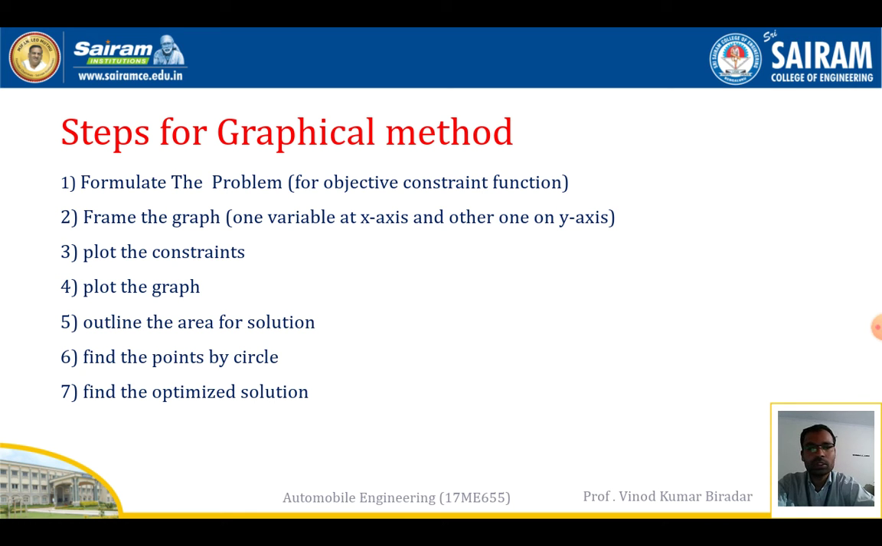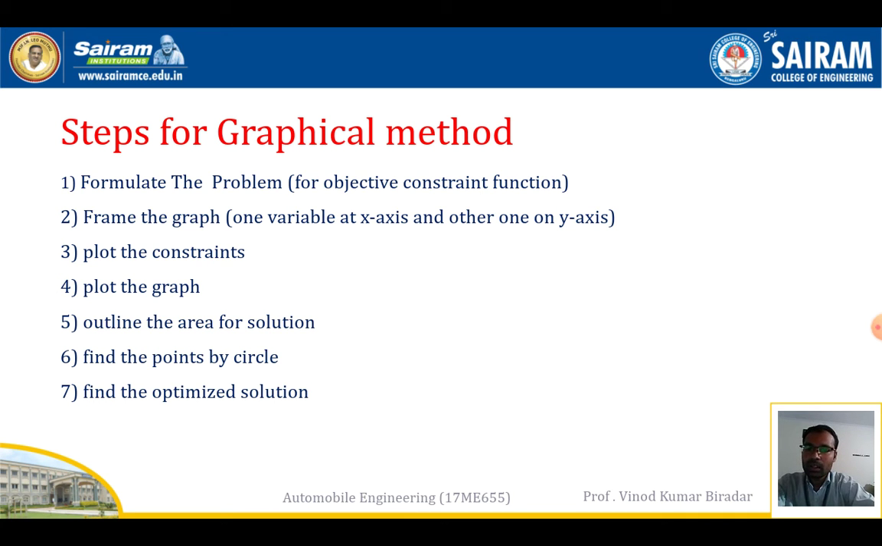Before solving the problem, we will understand the different steps to solve by the graphical method. First, formulate the given problem, that is, we have to understand the given problem and formulate the objective given in the question. Second, in the graph you allocate the x variable along the x axis and the y values along the y axis. Next, plot the constraints, you join all the variable points with the help of a scale. Next, you plot the graph.